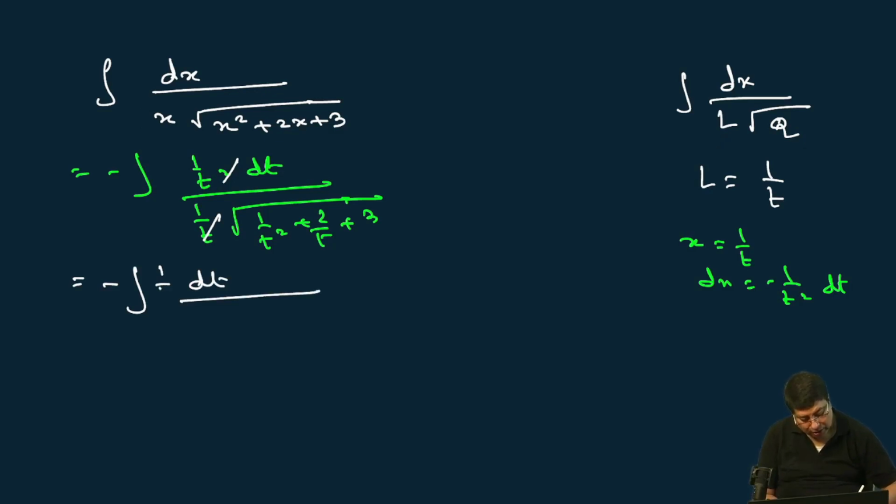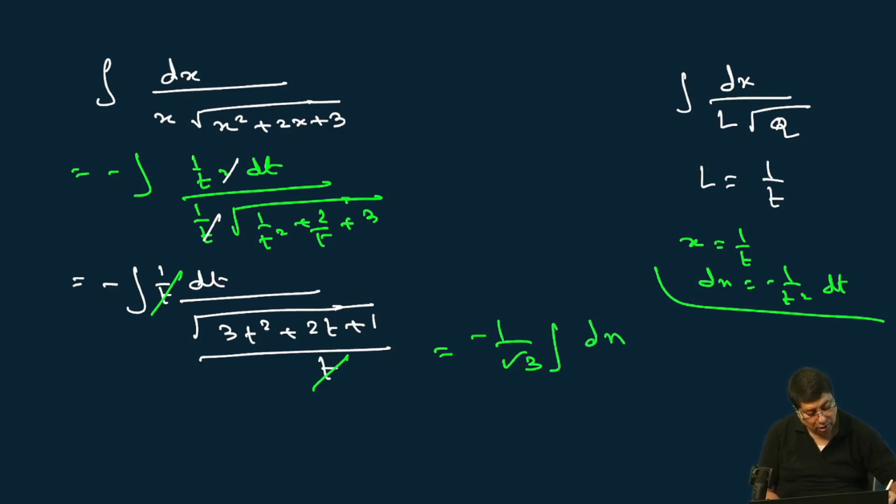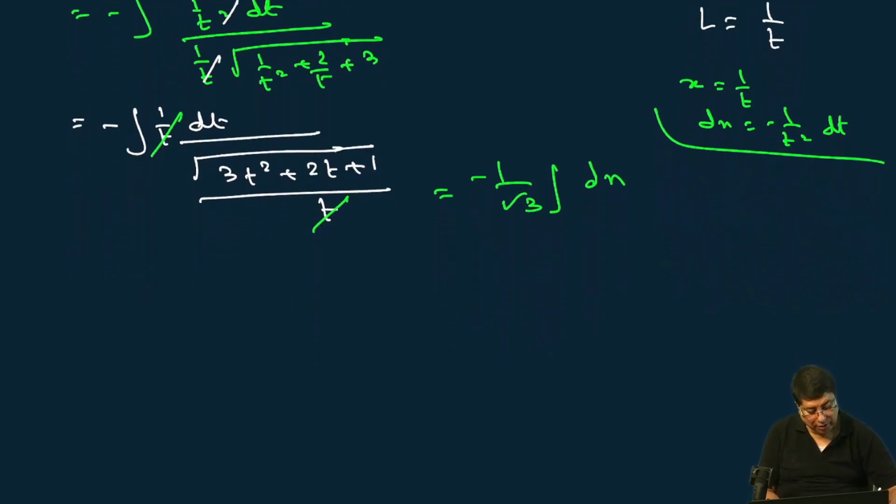And if I go through this, we are getting dt by root over, once again taking the whole square, 1 by t square, and here 3t square plus 2t plus 1 by another root over t square. Another 1 by t is cancelled and the coefficient comes out, and I am solving this. So I am taking minus 1 by root 3 outside. What will we get here?